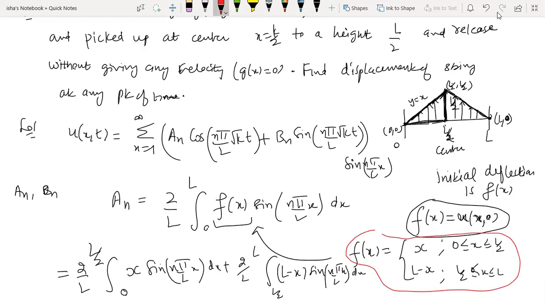mathematically. So all of you just have to draw this and see what will happen if you pick up the string from the center. So if you pick up a string from the center, L by 2 position, and raise it to the height L by 2, what kind of profile is it going to create, right? So it's going to create this profile, right? Fine. So it's going to create a triangular profile.